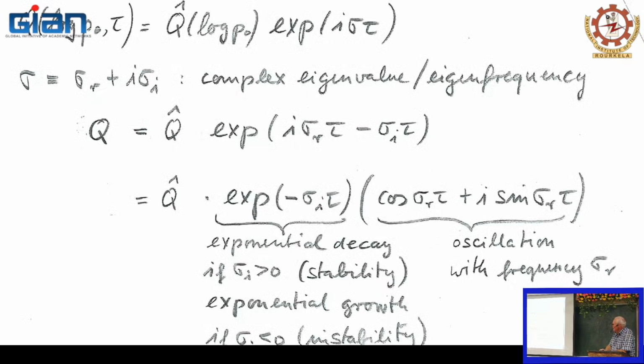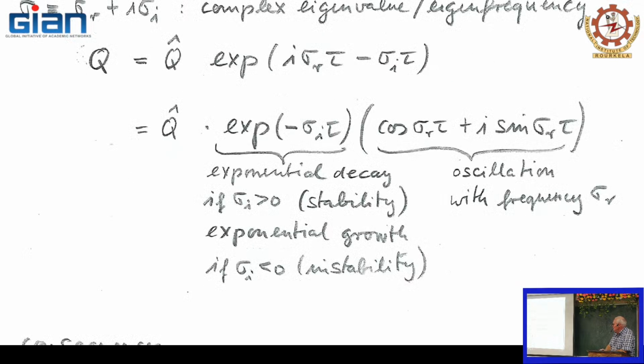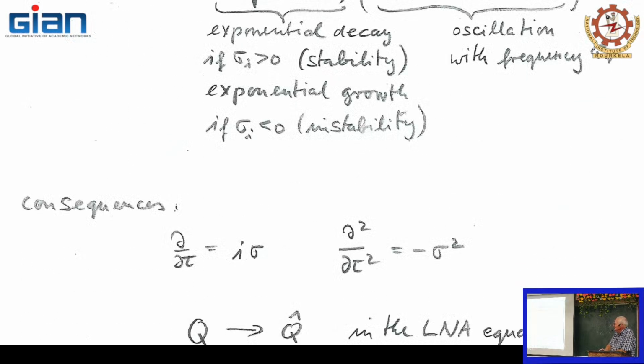Okay, that's what I already said. Exponential growth if sigma_i is smaller than 0. In consequence, one derivative with respect to tau is equivalent to multiplication with i sigma. The second derivative is given by multiplication with minus sigma squared.